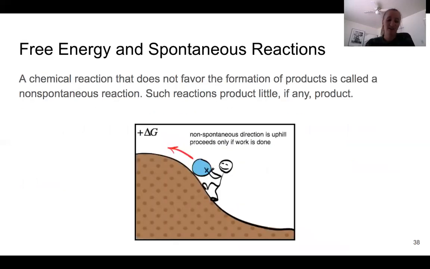This is the other half of 47. A chemical reaction that does not favor the formation of products is called a non-spontaneous reaction. Wow, I have so many typos. Such reactions produce little, if any, product. It's like you put a lot of work into something and you don't get a lot in return. These are like little tiny reactions that don't really do anything cool.